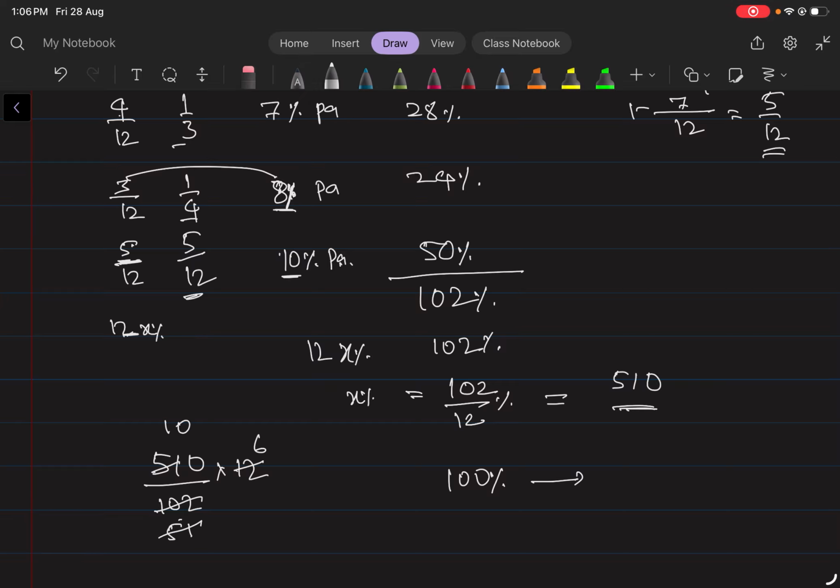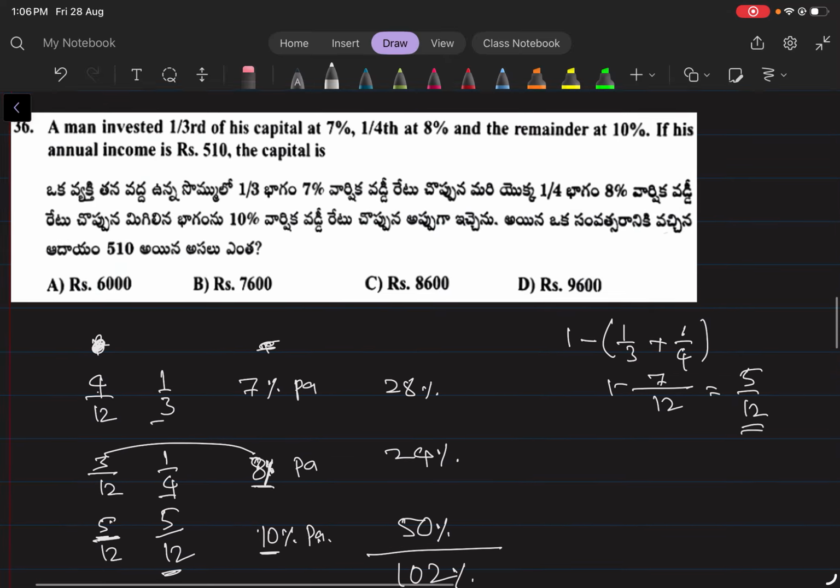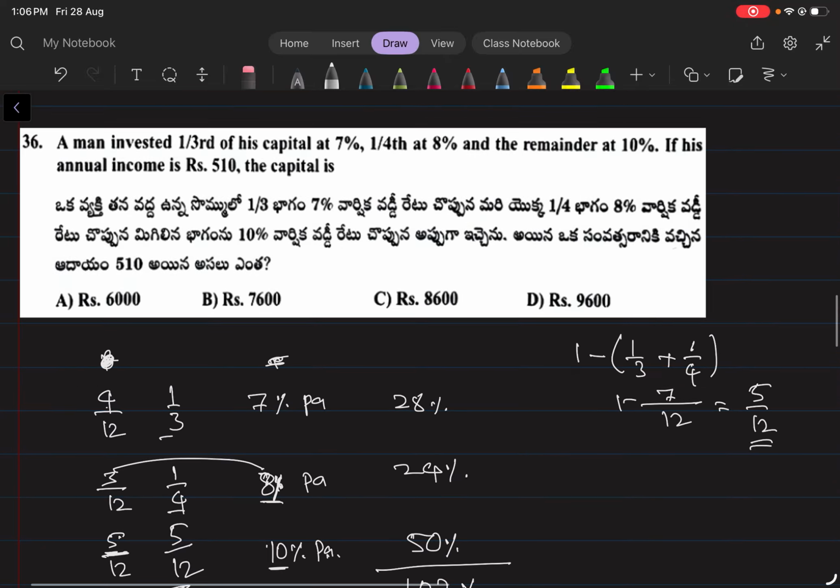This is 60 and into 100 will be 60,000. 6,000. Just simply 6,000 is the capital.